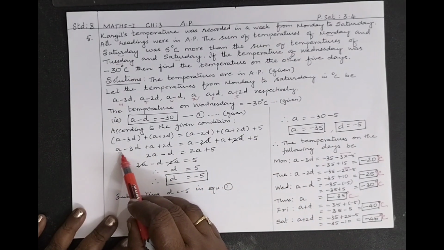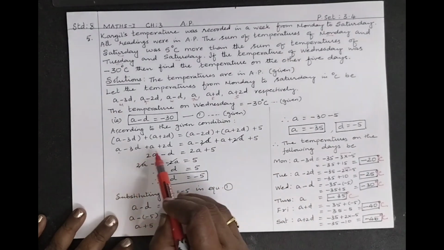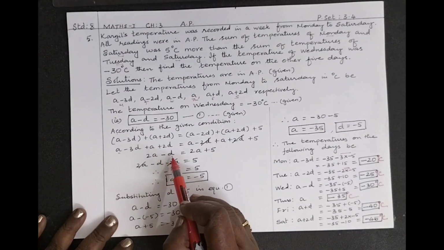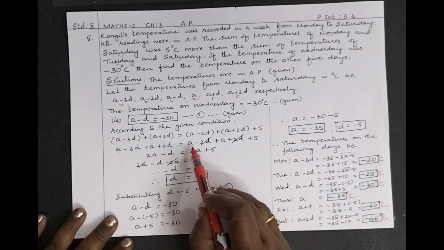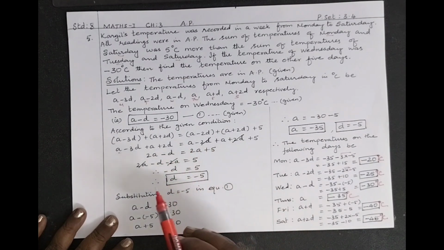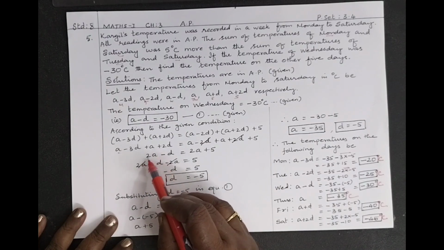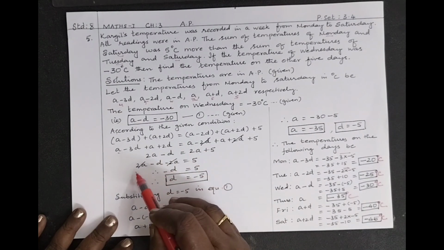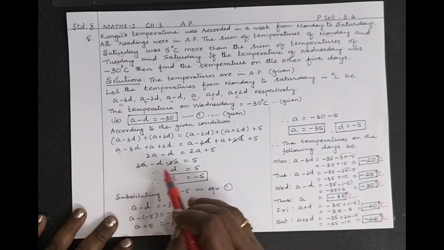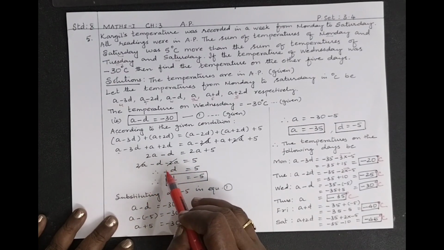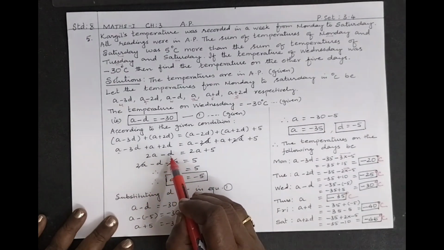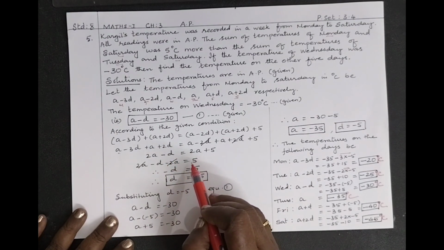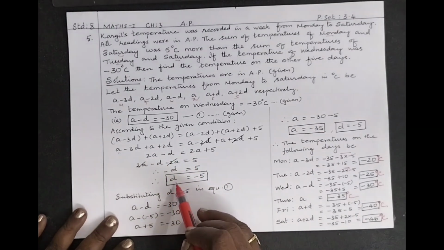So here A plus A is 2A, minus 3D plus 2D is equal to minus D, which is equal to A plus A, 2A plus 5. So you can cancel this 2A and this 2A. When we bring this 2A to this side, automatically it gets cancelled. Therefore minus D is equal to what? 5. Therefore D is equal to what?